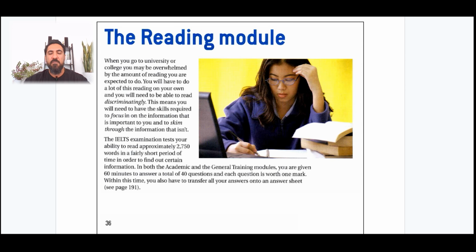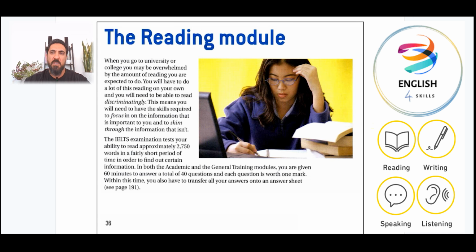Today we have the reading module, which you can see on the screen. Now we're going to start and go straight to the topic. We talked about 4 skills: speaking, listening, reading and writing. The most challenging for students are reading and writing, and that's why we are starting with the reading module today. As you can see, when you want to go to university or college, you may be overwhelmed.